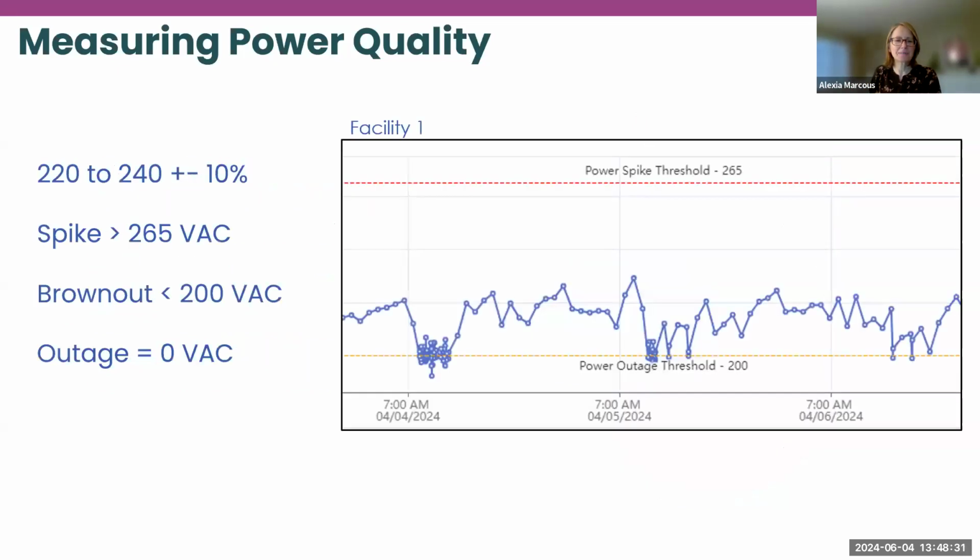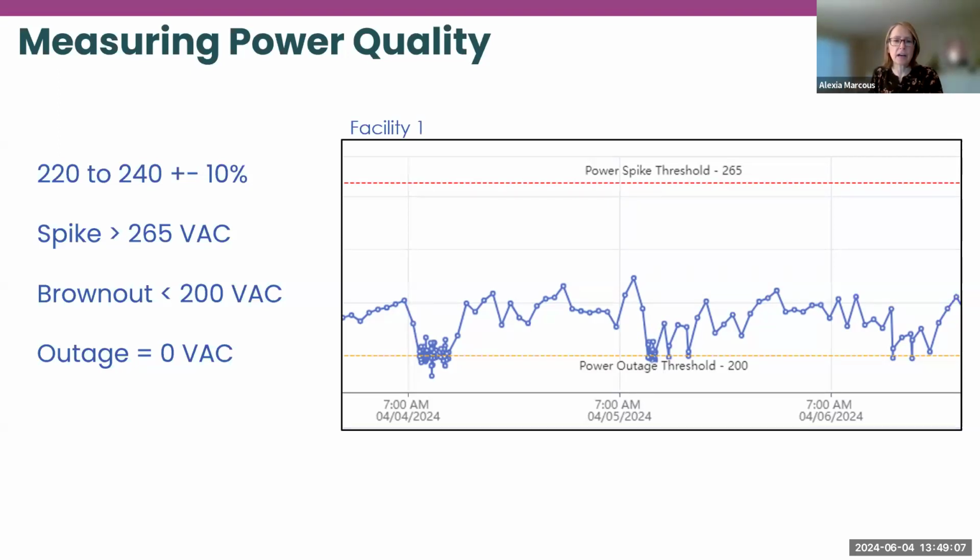Next slide, please. So once we have this monitor installed, we can set thresholds that define a spike, which will be greater than 265 volts, a brownout, which will be less than 200 volts, and an outage, which will be no volts at all. So we're looking at plus or minus 10% of what the devices expect based on the manufacturer's design of those devices. These devices are designed to run at a very specific power level, and when they have too much power or not enough power, that can damage the device.